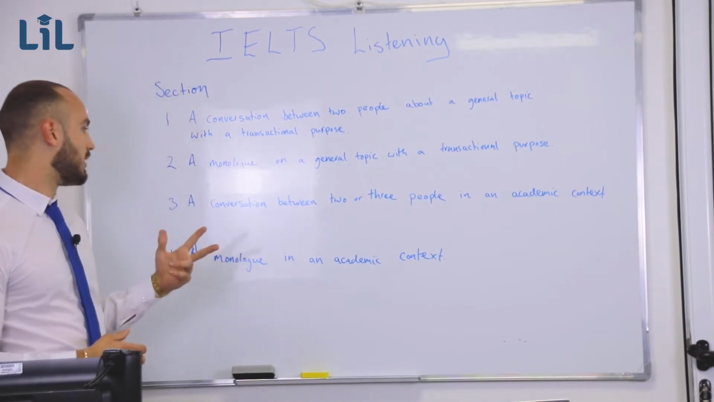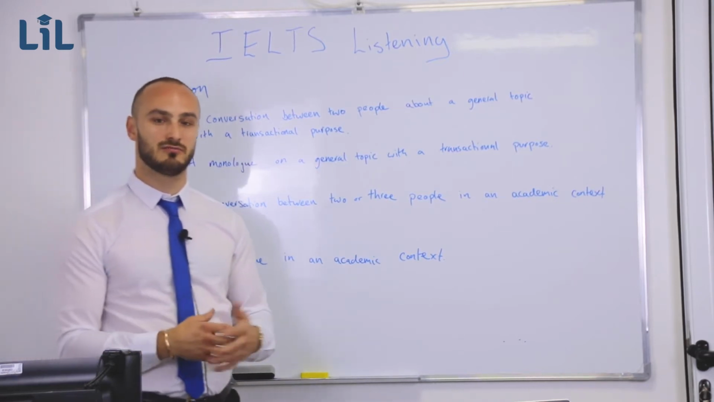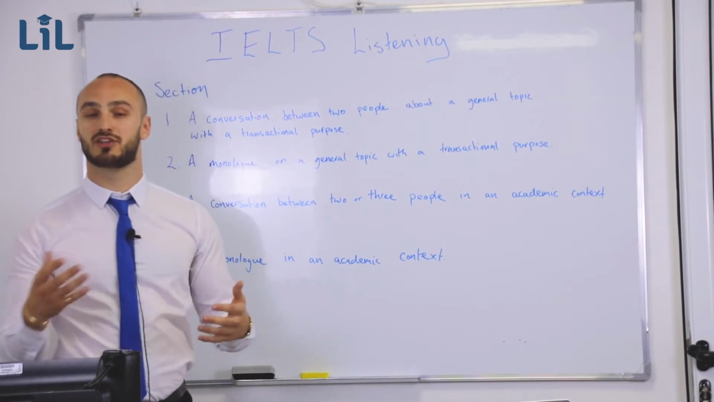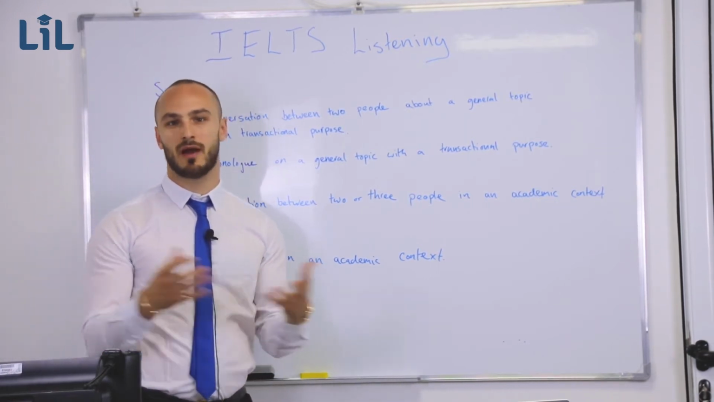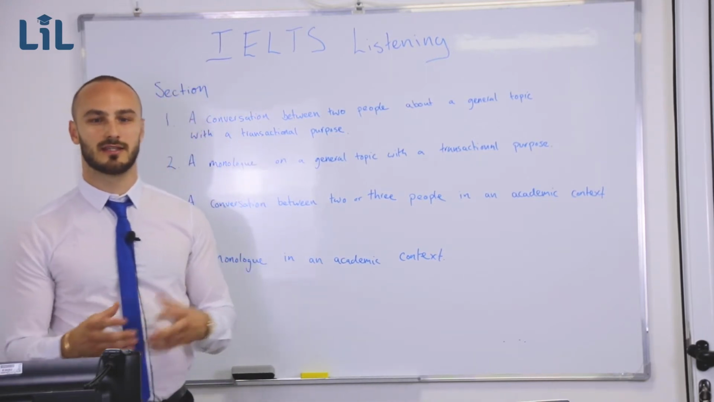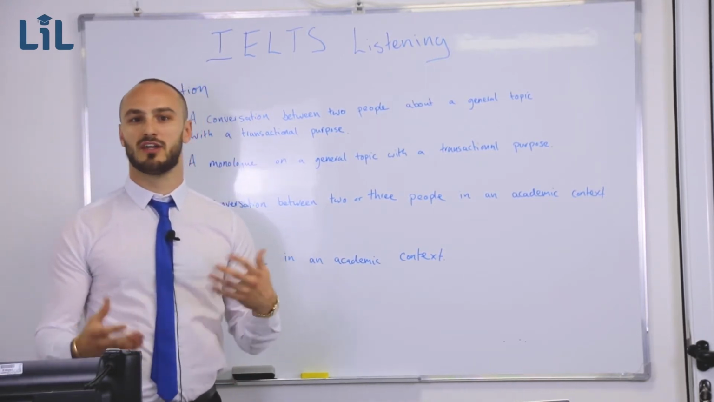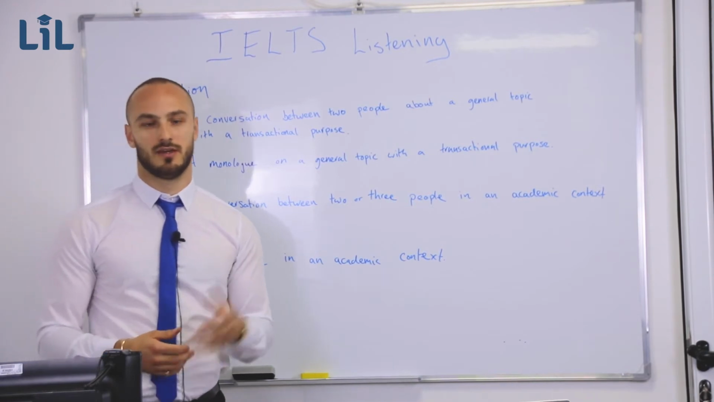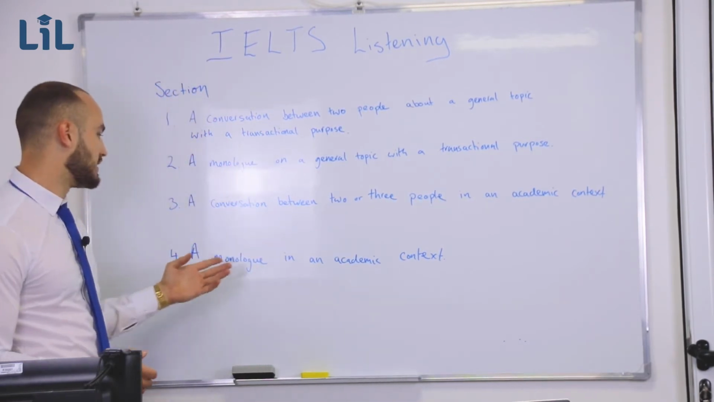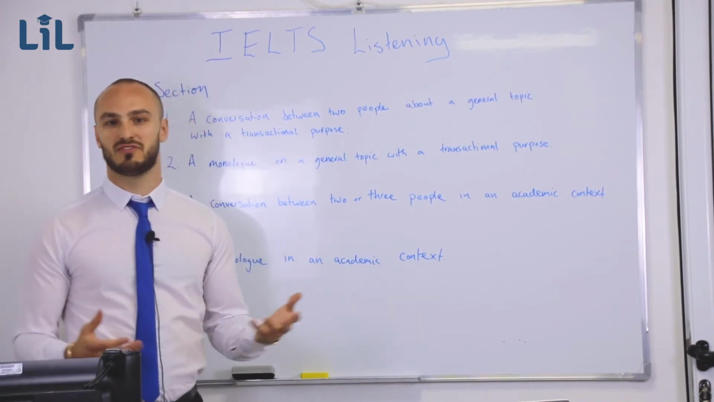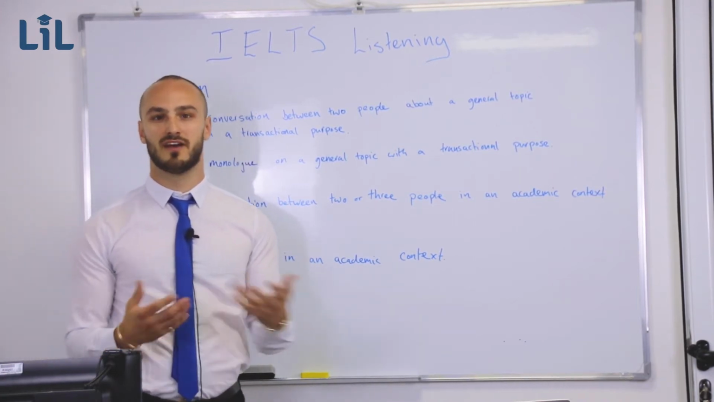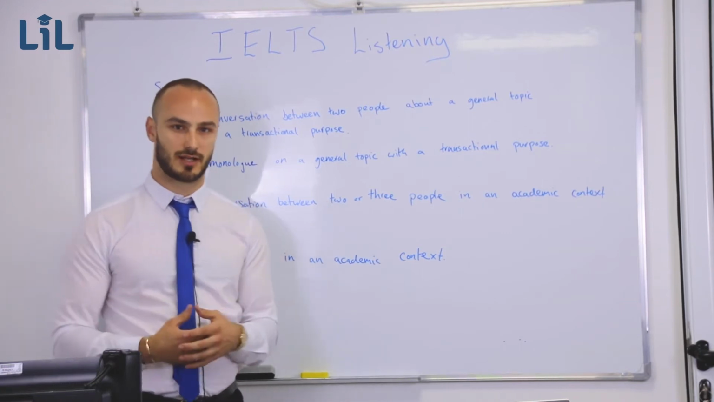And then in the third part, it's again back to a conversation, but this time it could be up to 3 people in that conversation, and it's in an academic context. So it might be a group of students getting together to discuss what they're going to do for their presentation next week. And then in the last part, you will see a monologue again, but this is in an academic context. So most frequently, it's a teacher or a professor giving a lecture on a certain subject.